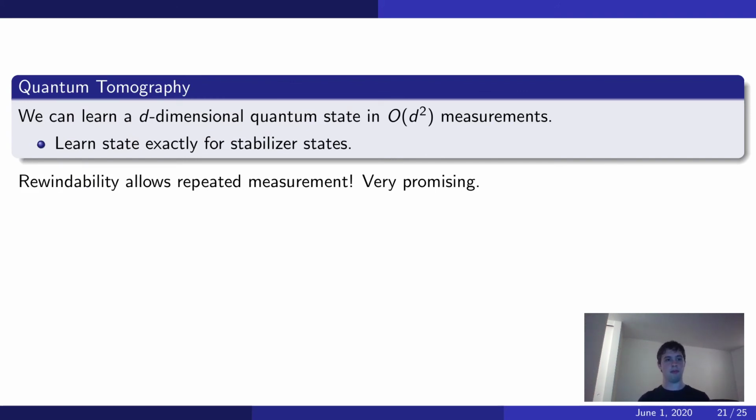Well, some of you are familiar with quantum tomography, which lets you learn a d-dimensional quantum state in about order d squared measurements. But for stabilizer states, you can learn it exactly, so perfect. And rewindability of our circuit, so we can measure in the second round as many times as we want, gives us repeated measurement. So this all looks very promising. It looks like we should be able to do quantum tomography and just learn the entire state of those qubits. And then it'll be trivial to distinguish whether they're separable or not.